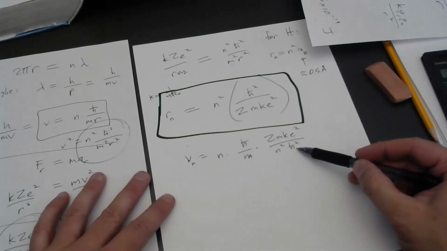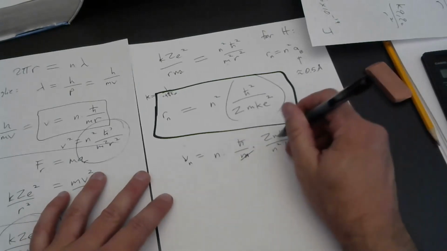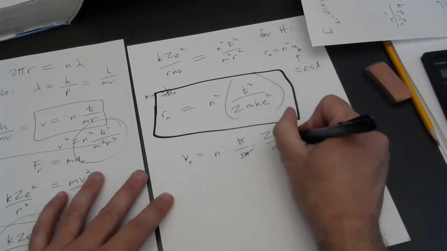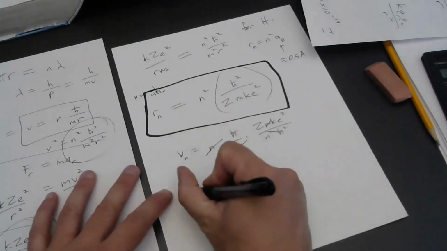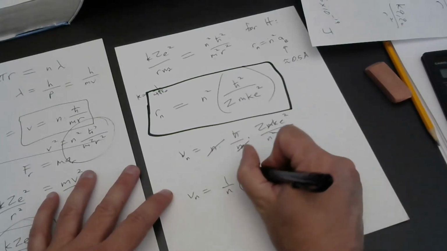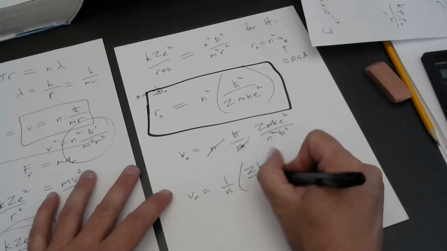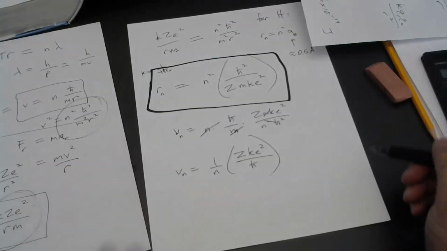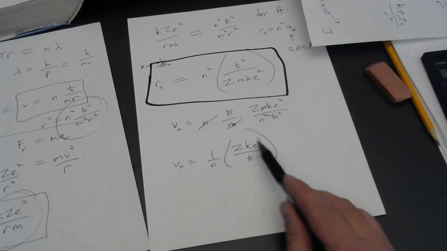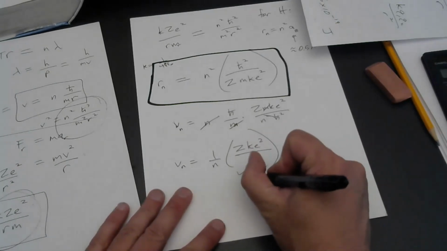One of the h bars here gets canceled by that one. It's interesting that the masses go away. Also one of the n's down here gets canceled by that one. So I'll get rid of that, and I'll get rid of this. And v sub n is 1 over n times, we're left with Z k e squared over h bar. So if you plug in n equals 1 here, v sub 1 is just this in parentheses.